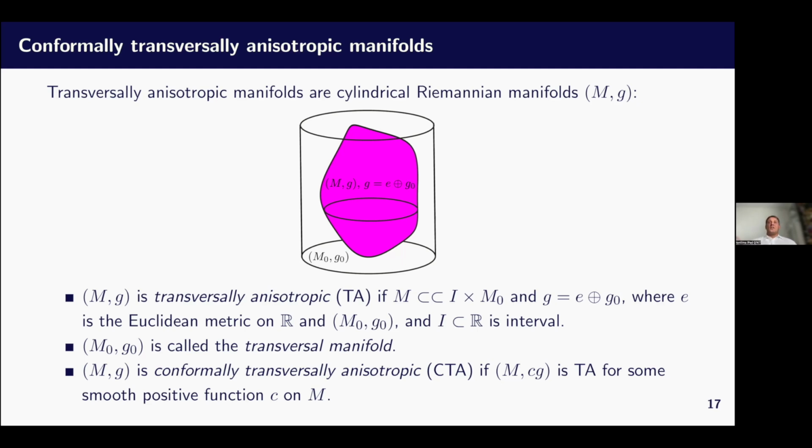There's a generalization of these transversally anisotropic manifolds, which are called conformally transversally anisotropic manifolds. They are abbreviated as CTA, and they're exactly as here in the picture, but we now allow a conformal scaling function in front of this metric G. So C here is just some positive function on this cylinder manifold M. Okay, so let's keep this picture in mind. We have some kind of cylinder and we have the transversal manifold at the bottom.